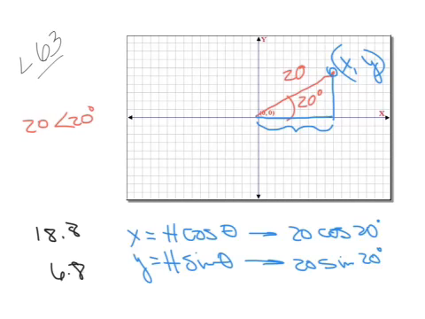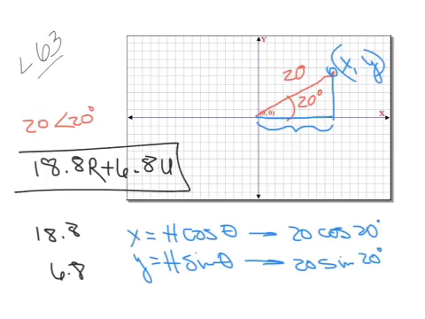So then remember, we wrote this as 18.8r plus 6.8u. Okay, so that's what it is in rectangular form.